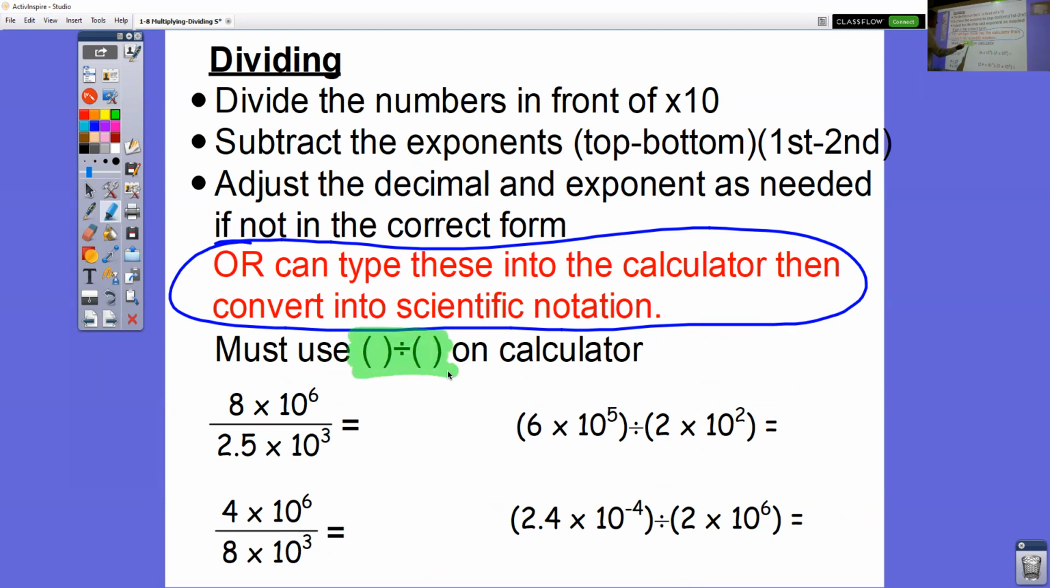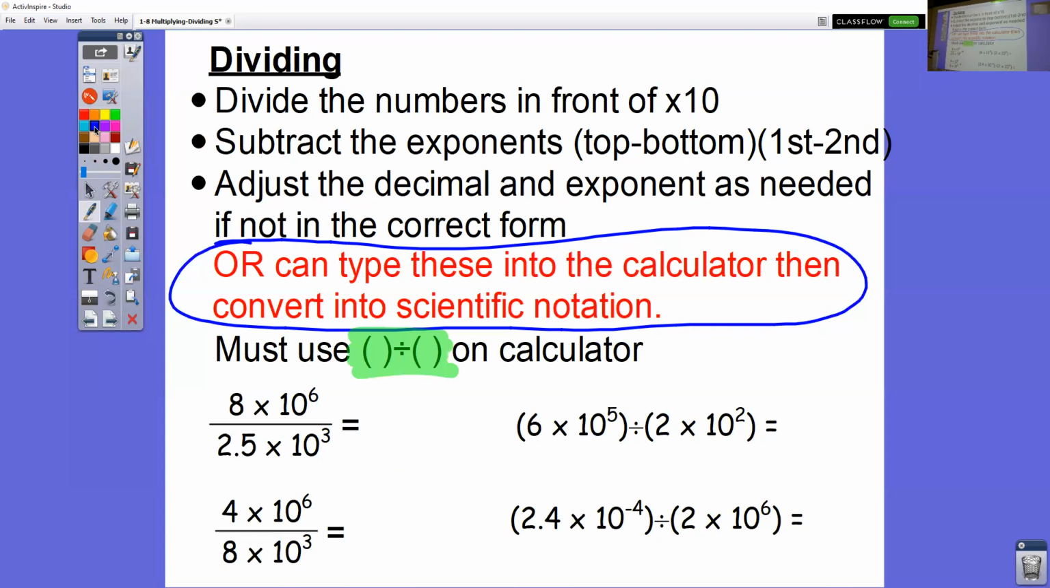This is extremely, extremely important. For dividing questions, you have to type in the parentheses. With adding, with subtracting, with multiplying, you don't have to type in the parentheses, but with dividing, you have to. If you don't type in the parentheses with dividing questions, you will get the wrong answer every single time. So be very, very careful of that.